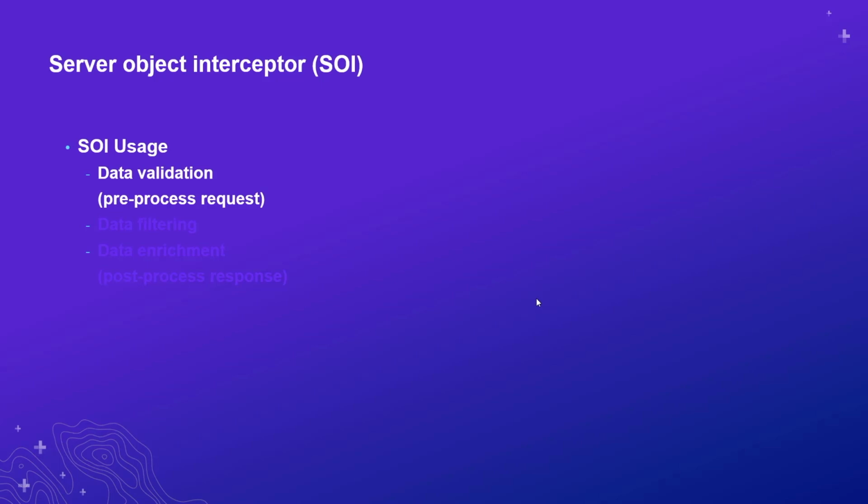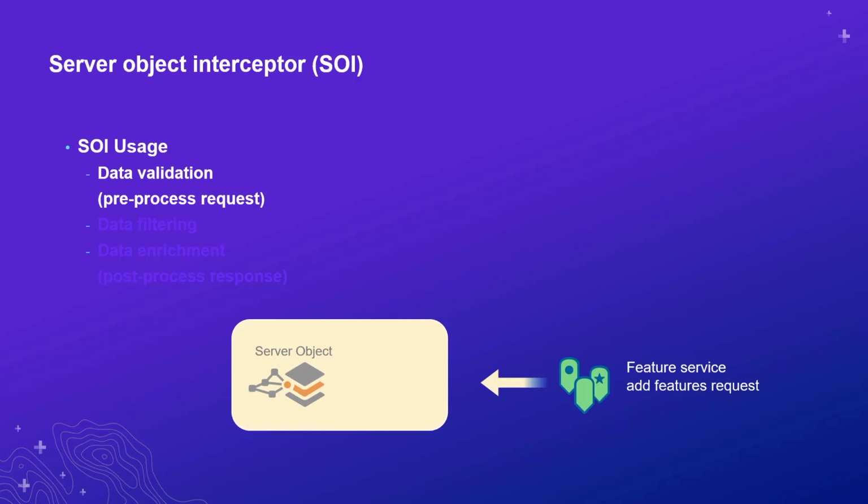SOI can also be used for lots of data manipulation tasks. Let's start from data validation. Data validation usually happens when we pre-process requests from an SOI. Here is an example of using SOI to validate add features operation.